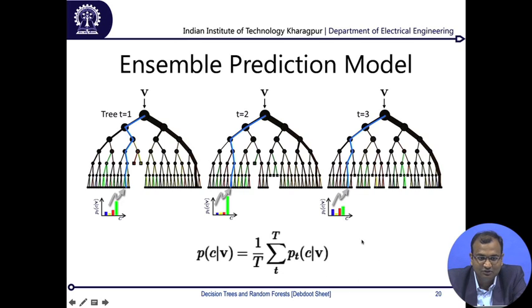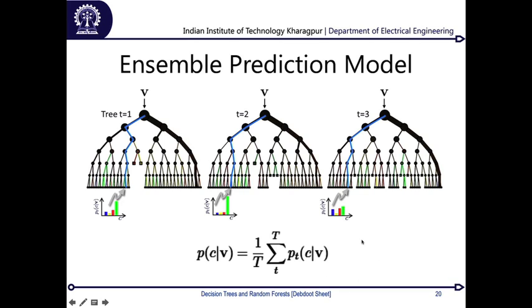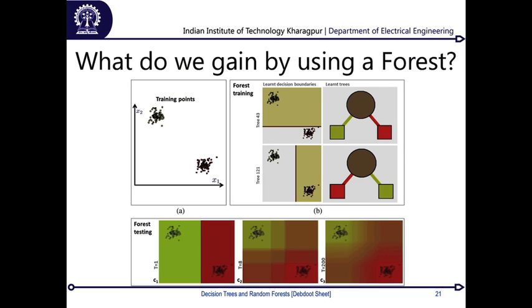So this average value is what we are going to get as the posterior for one random forest itself. Okay, great. Now, what do we gain by doing that is a major question, right? So I have a few generic examples as to what we gain by using a random forest.